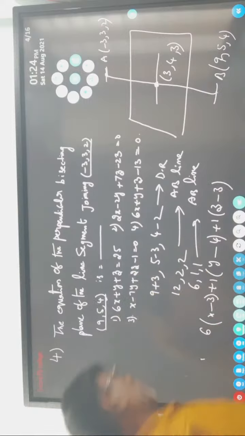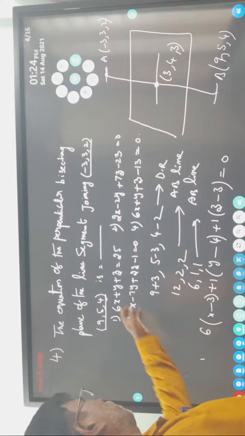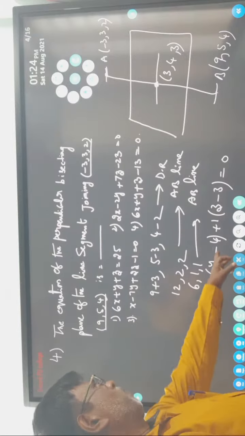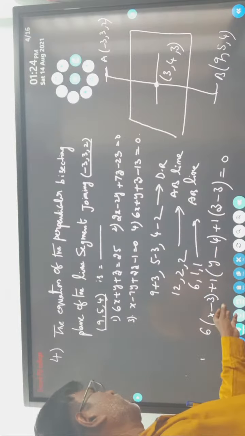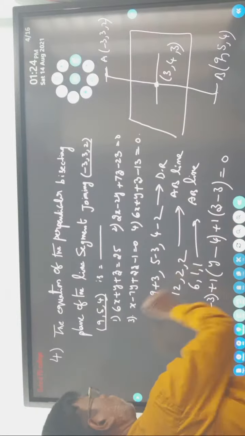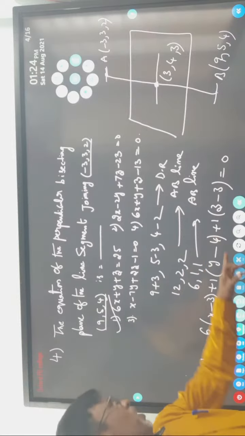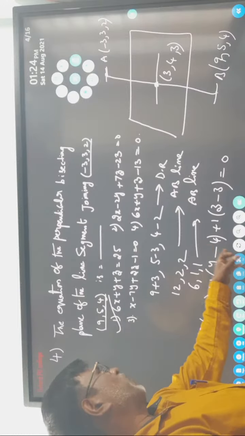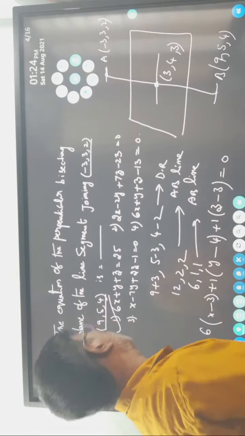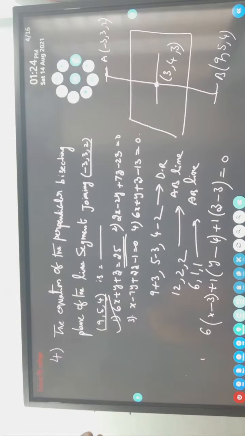That equals 0. So we find 6x plus y plus z minus 18 minus 4, so minus 22, minus 3, so minus 25. Going through the simplification, 6x plus y plus z equals 25. This is the correct option.